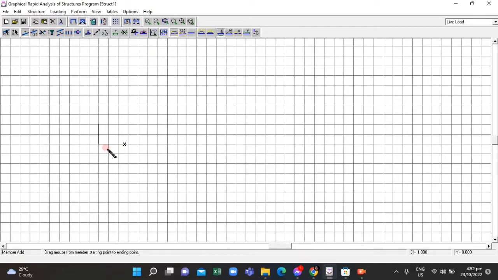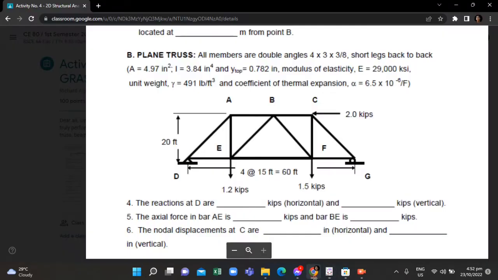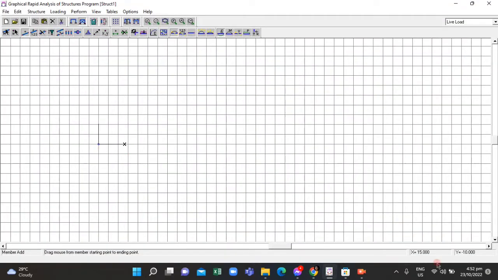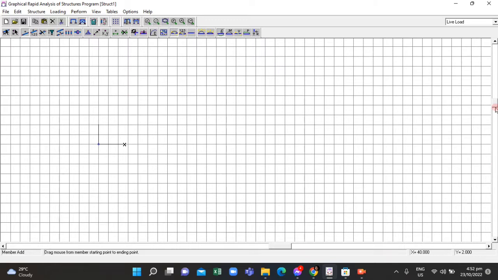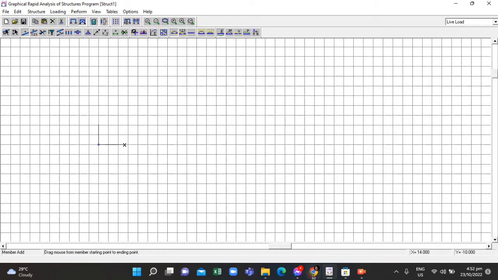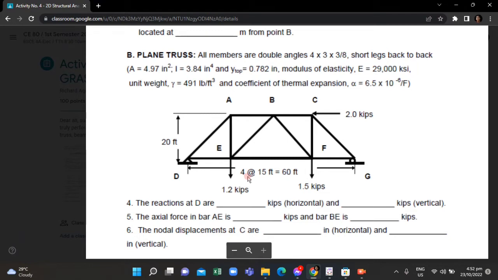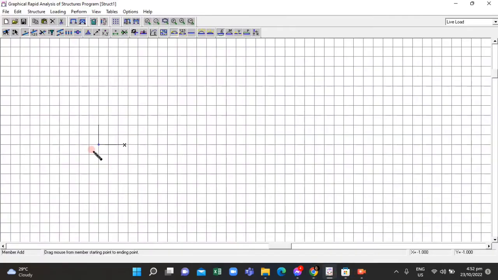And so we're going to define first our first point. That's point D, our reference point, our origin. From the problem, we see that the length of these members is 15 feet. So there are 4 members spread at 15 feet length. So I'm going to first count 15: 1, 2, 3, 4, 5, 6, 7, 8, 9, 10, 11, 12, 13, 14, and 15.